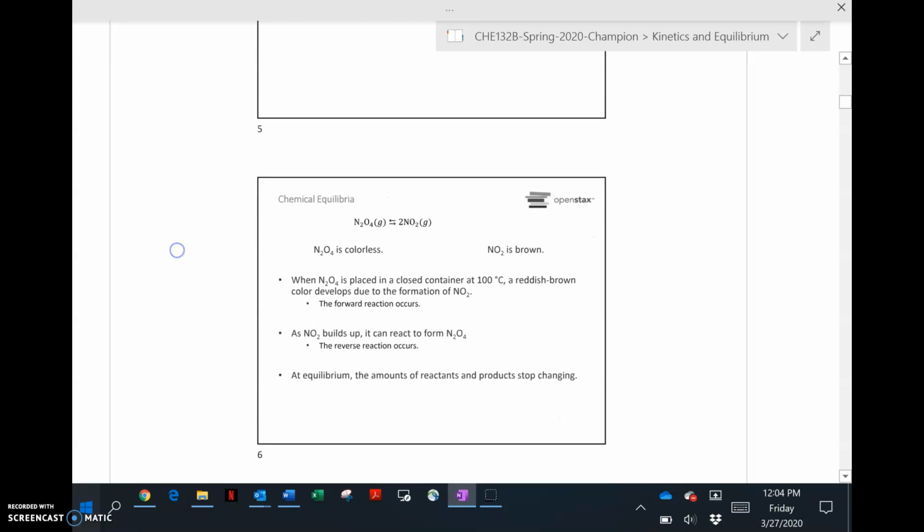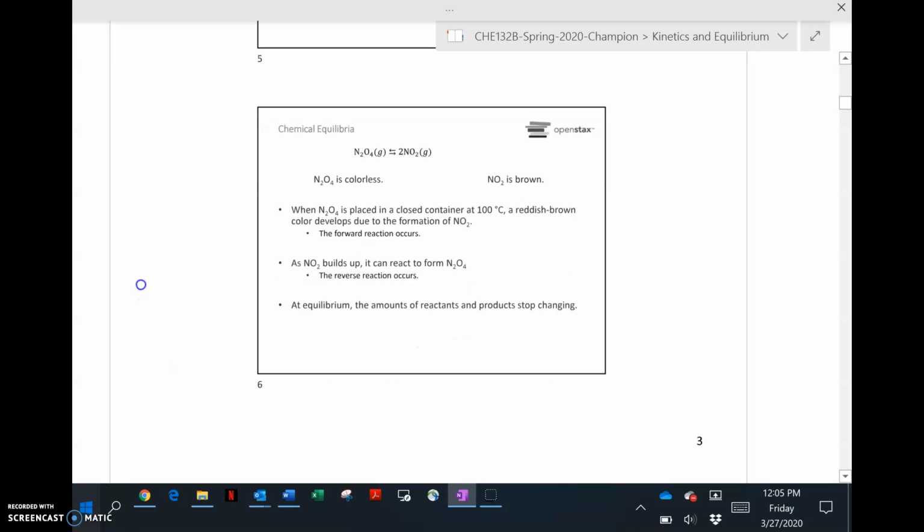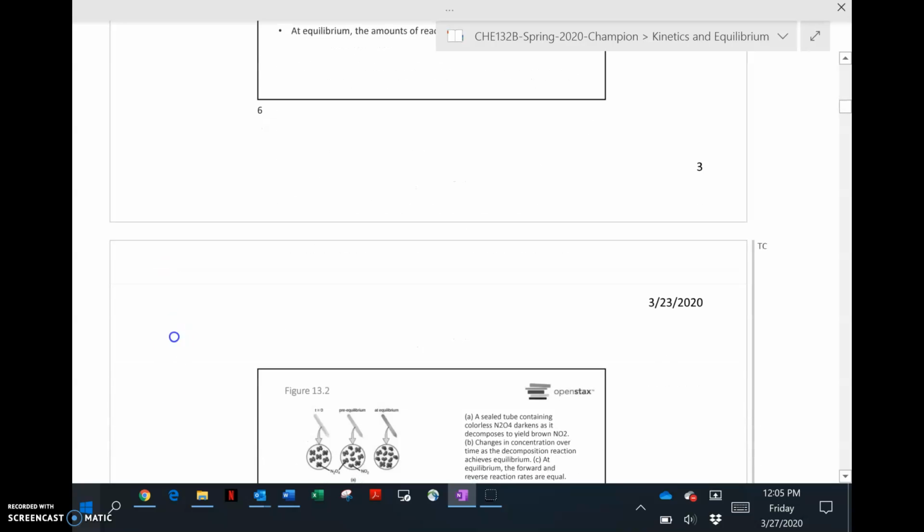And one of the reasons we look at this equilibrium, as it says in slide 6 here, is that while N2O4 is colorless, NO2 is brown. And so we can follow this reaction by looking at the formation of this reddish-brown color that indicates the NO2, and use that as a way to follow the progress of the reaction.